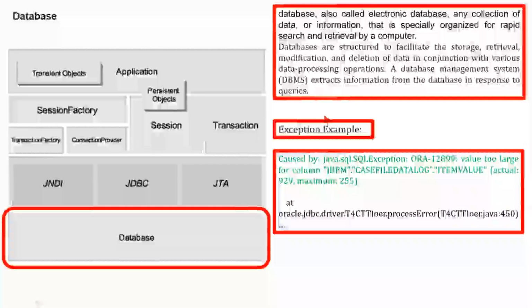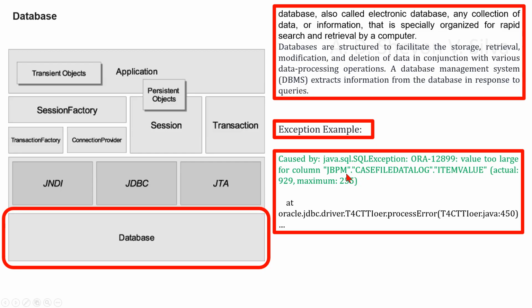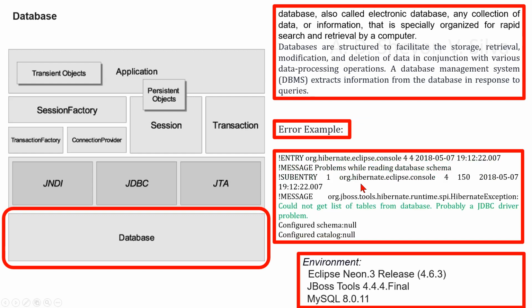Well, we can consider this caused by java.sql.SQLException: ORA-12899: value too large for column JBPM.CASE_FIELDS_DIALOG.ITEM_VALUE. As another error example, we can consider this: could not get list of tables from database, probably a JDBC driver problem.